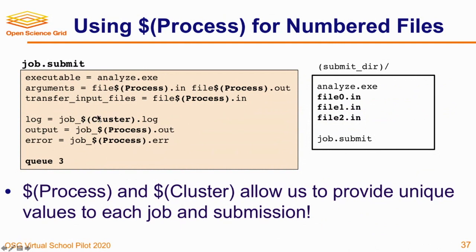And we can also use the cluster value. In fact, we could have used the cluster value and the process value in the same file name. But in this case, we might have one log file to capture all of the logging information across all of our jobs if we didn't want a separate log file per job. But with output and error, of course, we'd want those to be separate files, or else they would get overwritten when each job finishes. So we can put the process numbers there too. So all of these jobs will belong to the same cluster. They'll each have a unique process number, and that's how we've submitted multiple jobs.